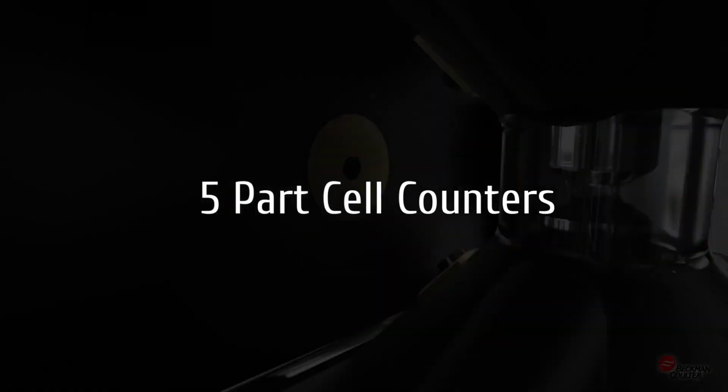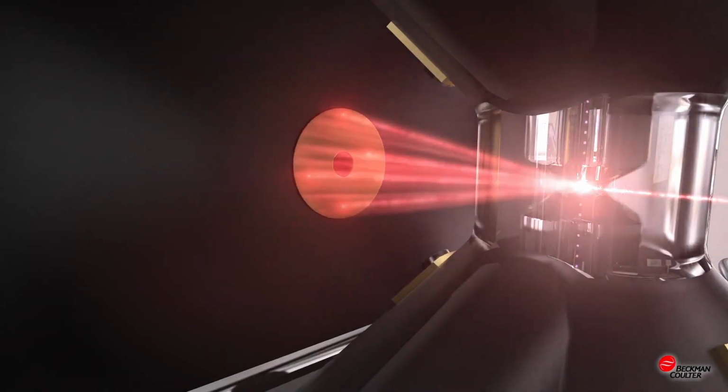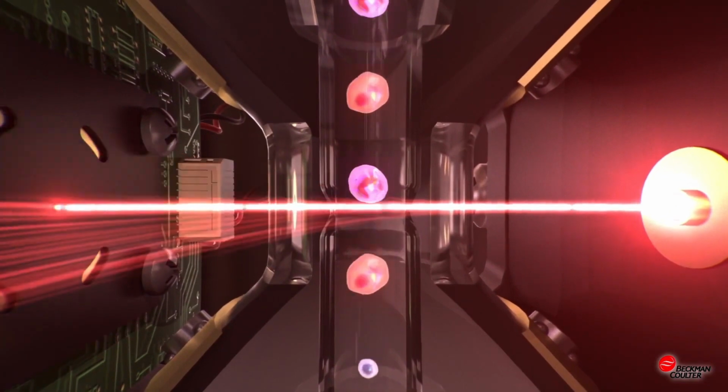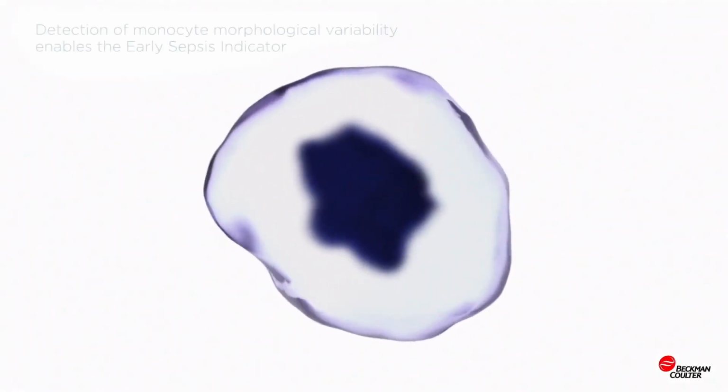The second type of blood cell counter machine is a 5-part hematology analyzer. This type of hematology analyzer utilizes both Coulter's principle and flow cytometry to determine the granularity, diameter, and inner complexity of the cells.